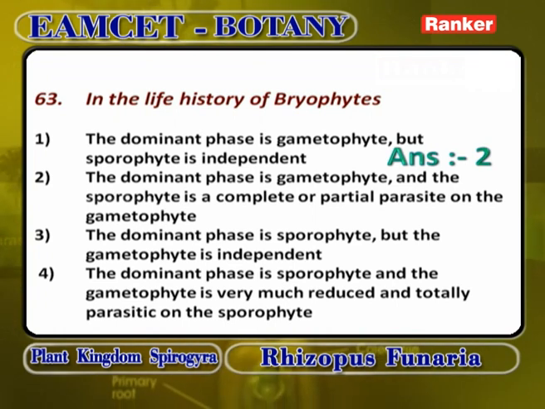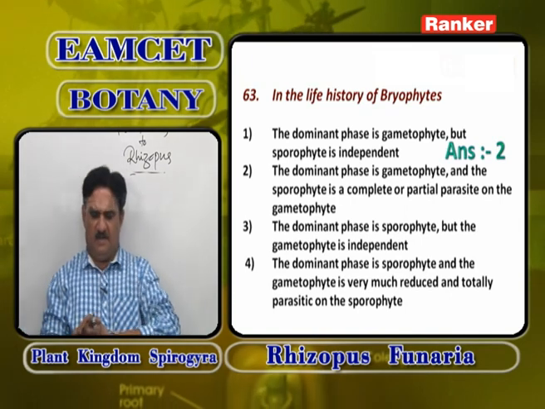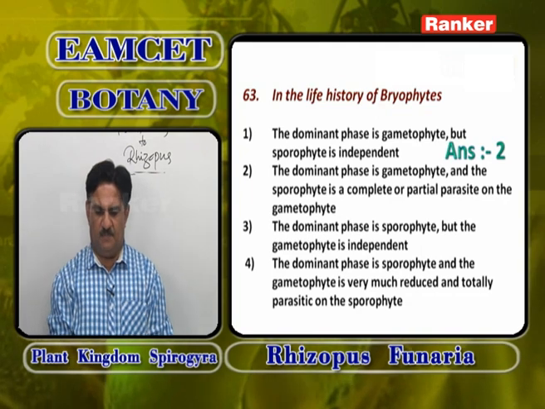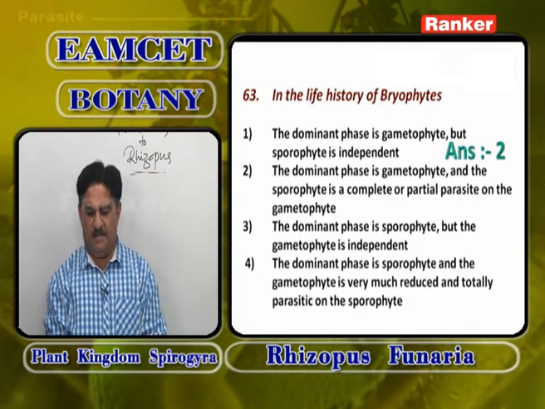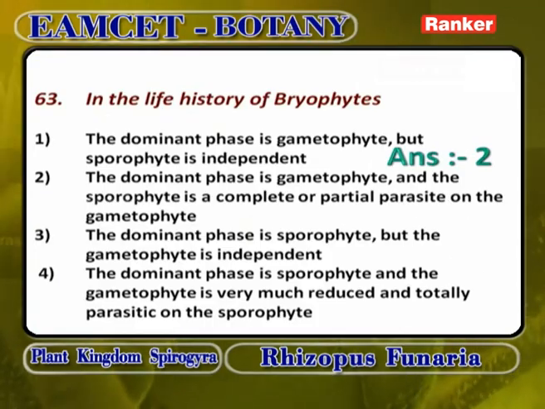The gametophyte is very much reduced and totally parasitic, and sporophyte dominant is angiosperms. The dominant stage is sporophyte, but the gametophyte is independent, definitely pteridophytes. The dominant phase is gametophyte, but sporophyte is independent is not there. So, the dominant phase is gametophyte and the sporophyte is a complete or partial parasite on the gametophyte. So, in the life history of bryophytes, the second option is clearly found: the dominant phase is gametophyte and the sporophyte is either partially or completely dependent on the gametophyte. So, the second option is the correct answer.